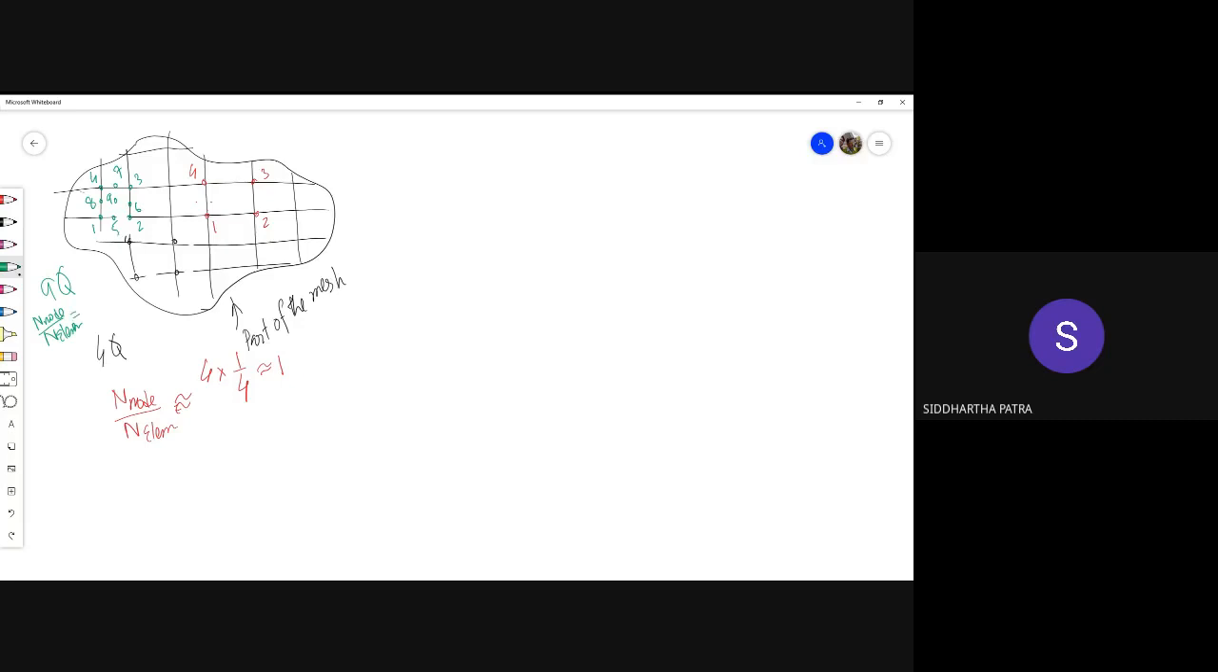So the ratio of number of nodes to number of elements is 1, because the ninth node is not shared, plus 4 times half, plus 4 times 1 by 4. So the total count becomes 1 plus 2 plus 1, which is 4.